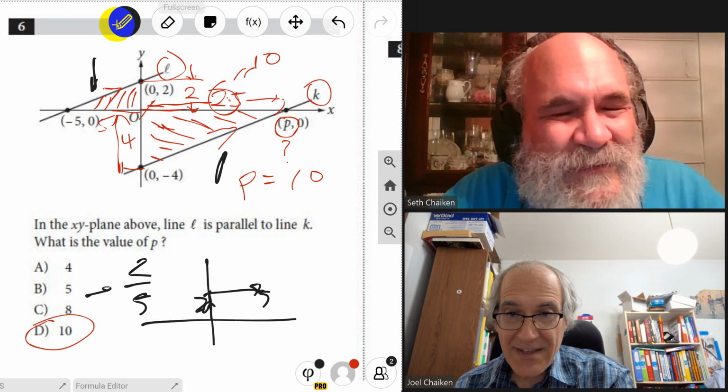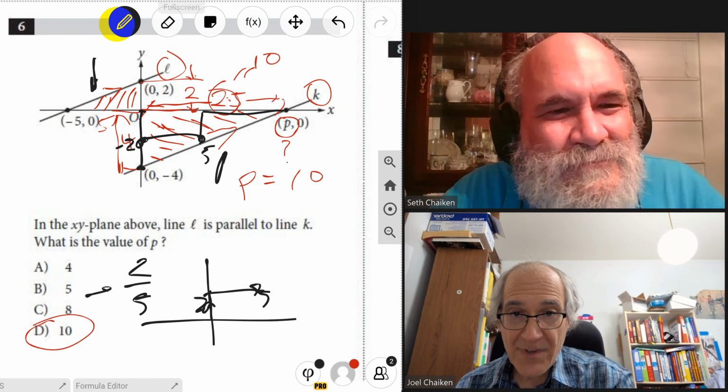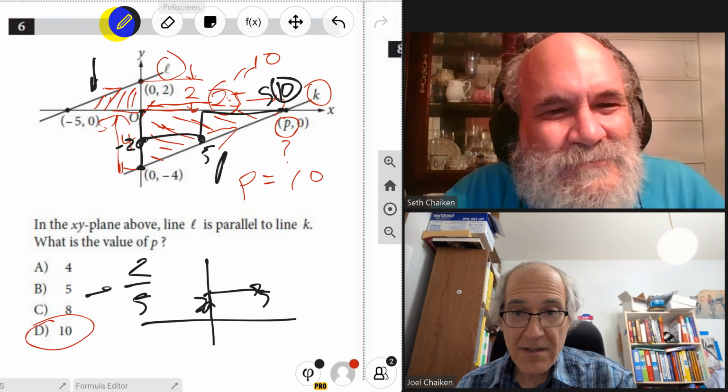So let's play the game here. We're going to go up 2 to this. This is negative 2. We go to 5. Now we're going to go up 2. We go to 5. We go 5 more, we get to 10. And the answer is 10.